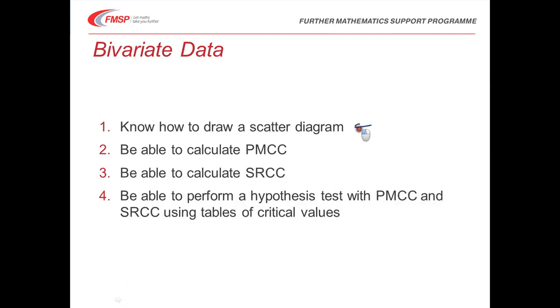So you need to know how to draw a scatter diagram, which I'm going to look at briefly. You also need to be able to calculate the product-moment correlation coefficient, and Spearman's rank correlation coefficient. And you need to be able to perform hypothesis tests of these using tables of critical values. There are other ways, but they are out of syllabus, so we are expecting you to use critical values. Now the way you perform the tests is identical for each of these, but you still need to know how to do them.